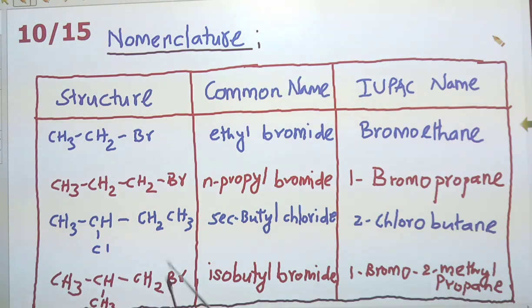When we go for the fourth structure, we have CH3CH(CH3)CH2Br. So here the common name will be isobutyl bromide. Why are we calling it iso? Because in the second carbon there is a branch, a methyl group, so we can call it iso. Butyl, because we have totally 4 carbons. So isobutyl bromide. IUPAC name will be 1-bromo-2-methylpropane.